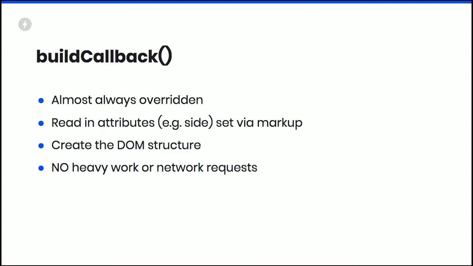So first is build callback, and this is almost always overridden. It fires when the elements inside the component first become available, and you can use that to read in attributes set via markup. So for example, for sidebar, this might mean the side attribute. We can also use this to create the initial DOM structure, especially if you need any kind of DOM manipulation within your component. But one thing to note here is that we shouldn't do any heavy work or network requests, which falls back to Alan's design principles.